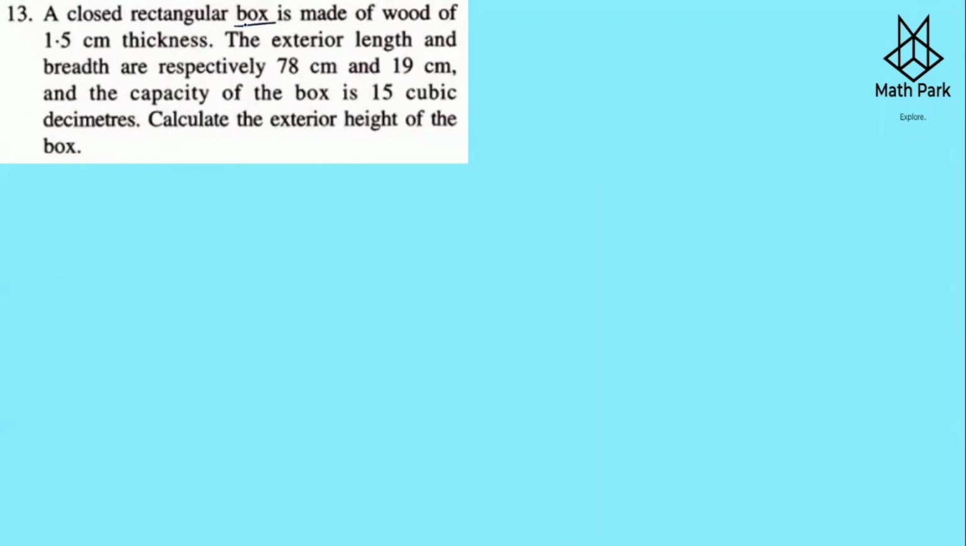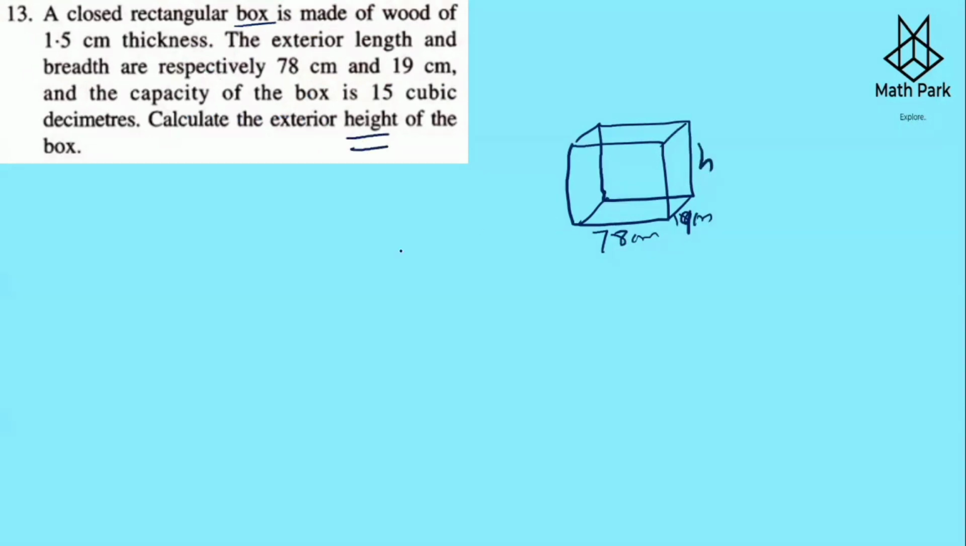Got it? A closed rectangular box is made up of wood. So there is a rectangular box, a cuboid or a closed rectangular box, which is made up of wood. The external dimensions are given as 78 centimeters is the length and 19 centimeters is the width, and the height is what we have to calculate. Let it be h. The internal dimensions we need to find out because the internal volume is given to you. So the thickness is given as 1.5 centimeters.